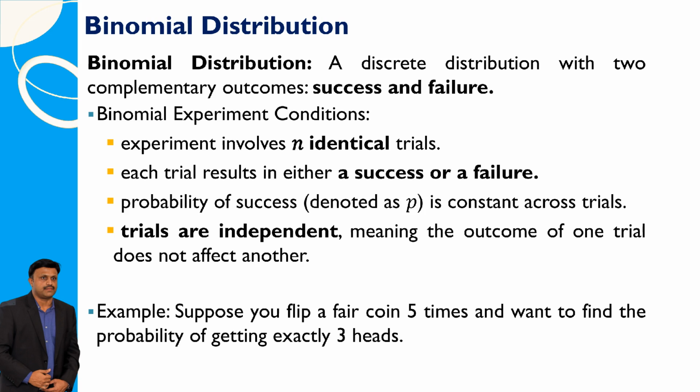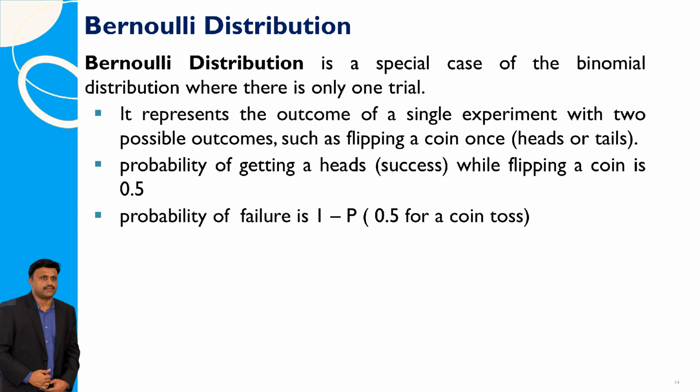The Bernoulli distribution is a special case of the binomial distribution with only one trial, representing a single experiment with two possible outcomes, such as flipping a coin once.